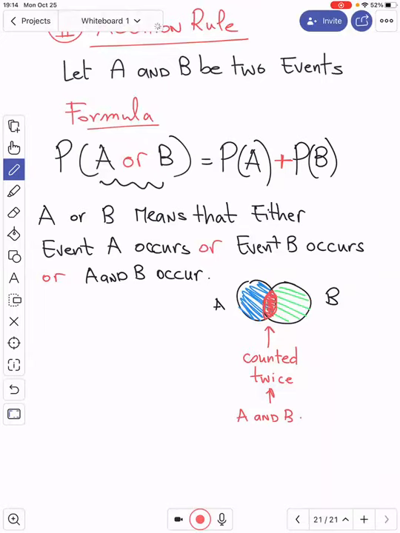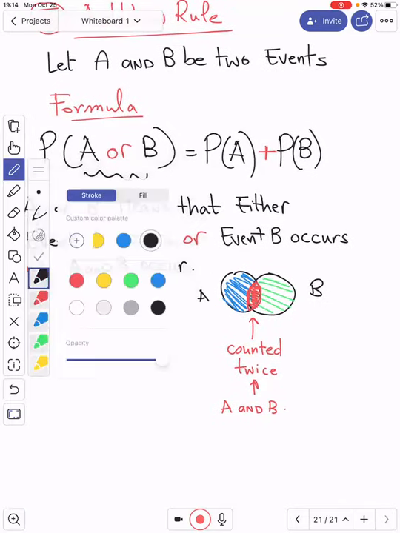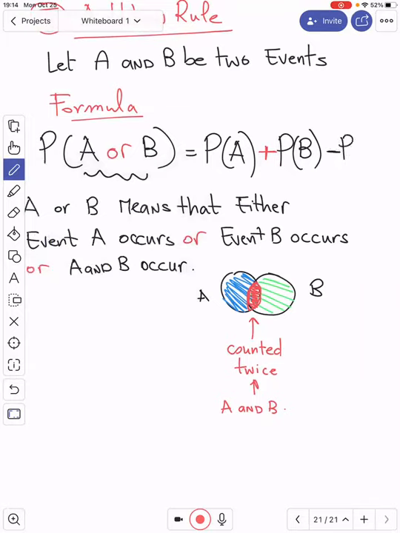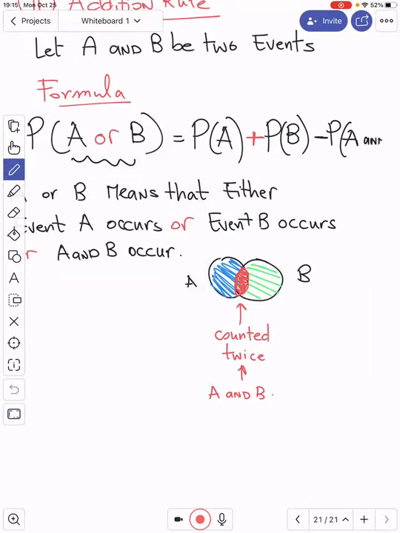So from probability of A plus probability of B, we need to subtract one time this intersection region, which is probability of A and B. Here we need to subtract one time because it's counted twice. Okay, so this is your probability of A or B. This formula right here.